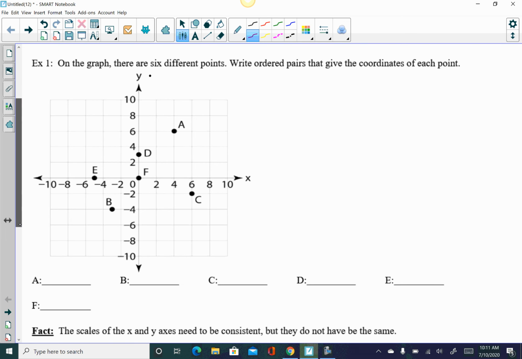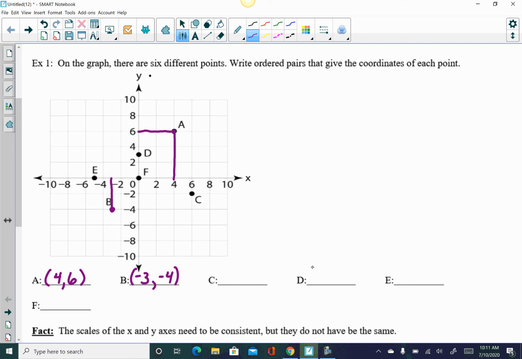In example 1 here, you've got 6 different points. They want us to write the ordered pairs that are associated with each of these points. So if we start here with A, its x value would be 4, and its y value would be 6. So we would say A would be the point 4, 6. B is down here. So x value would be -3, y value -4. I'll let you try C.